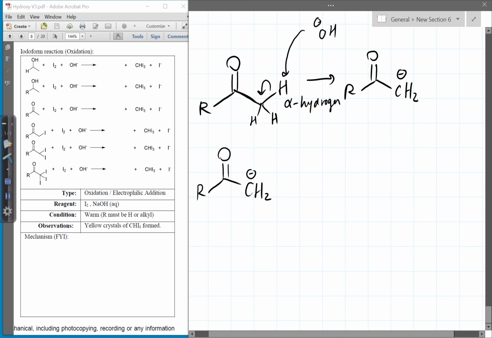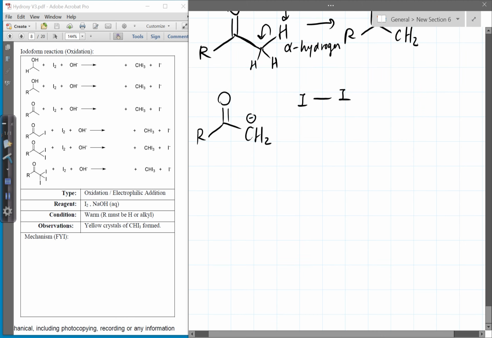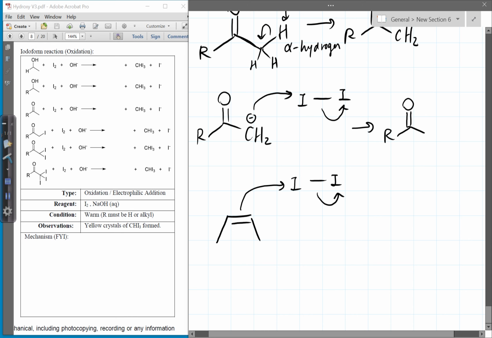remember, you have I2 in your solution. We have learned in alkene chemistry that if you add this to this, this can act as a nucleophile to attack this to form a carbocation, because this is an electrophile. Same thing can occur whereby this acts as a nucleophile and this acts as an electrophile. So after this reaction, you obtain this product with an I. So far so good?